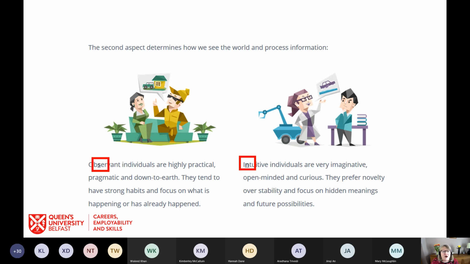So the second aspect determines how we see the world and process information. Observant individuals, highly practical, pragmatic, down-to-earth people, tend to have strong habits and they focus on what is happening or has already happened. Therefore, they're looking at the present or things that have already happened, not the future, not what might happen. Intuitive individuals are more imaginative, open-minded, more curious about things, and they prefer novelty over stability. So you can see those are pretty much two opposites, and they focus on hidden meanings and future possibilities. They're all about what might happen in the future rather than what's going on in the present.